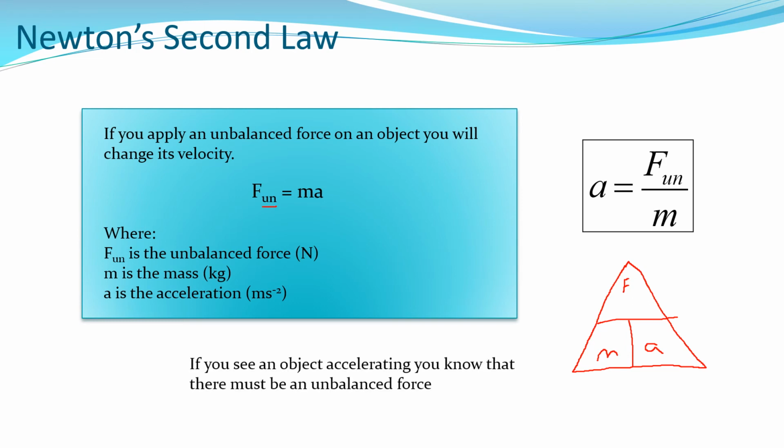Basically, if you see an object accelerating, there has to be an unbalanced force. It doesn't matter what that object is, how much it's accelerating, or in what direction. If there is an acceleration or a deceleration, there has to be an unbalanced force in action to make that happen. So this is the law that really has an equation that we can do lots of practice with. Let's look at an example.